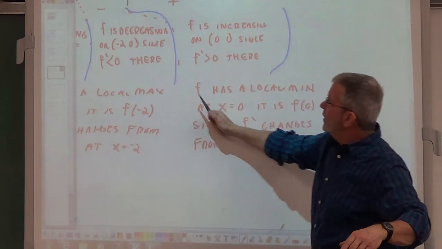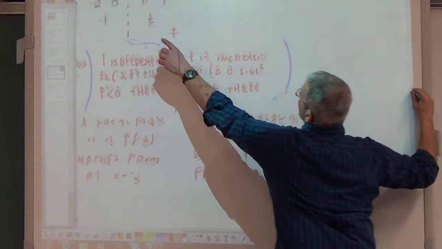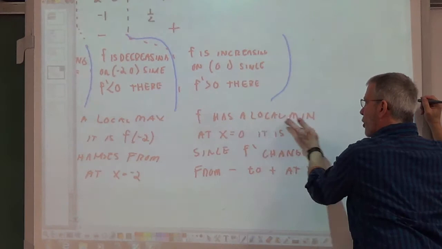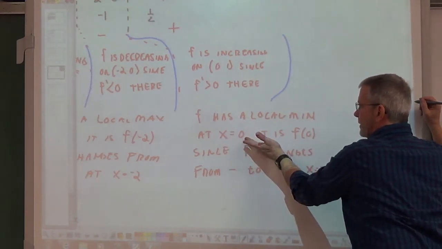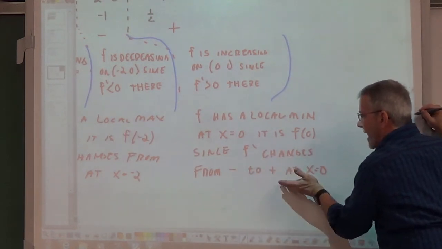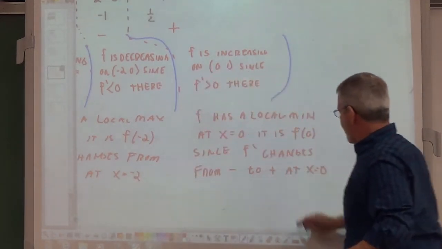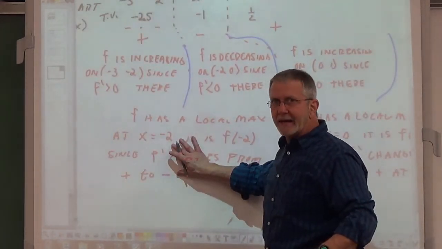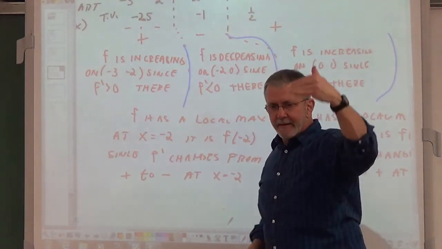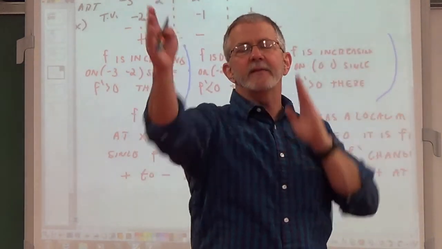And what happens here, at that critical point 0? Well, f prime changes from negative to positive. Therefore, f has a local min at x equals 0. The local min is f of 0, since f prime changes from negative to positive at x equals 0. So now I have my local min, I have my local max, and now I'm back to the original question presented: find the absolute max and absolute min of that function from negative 3 to 1.